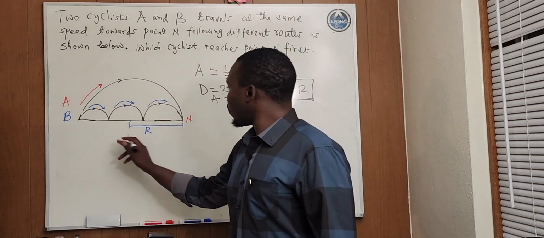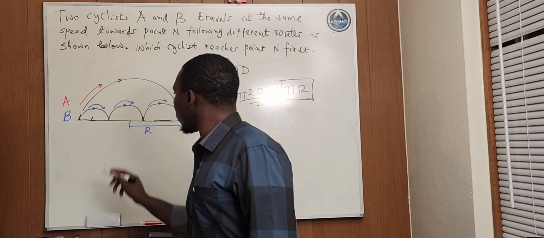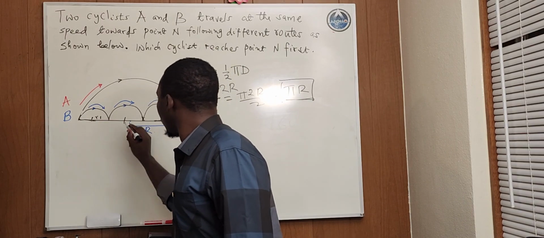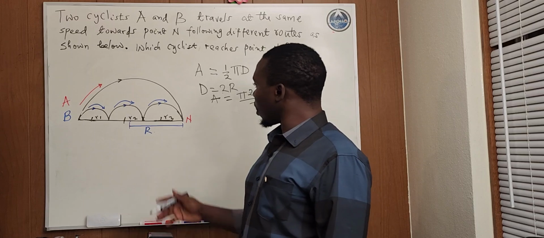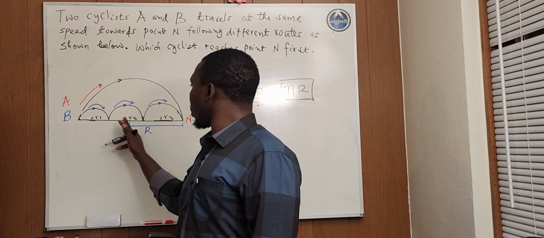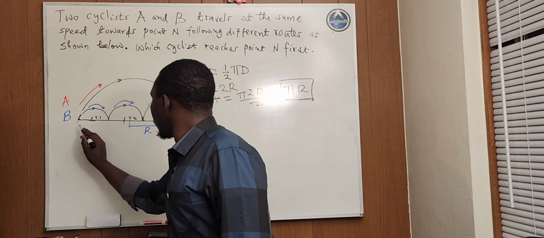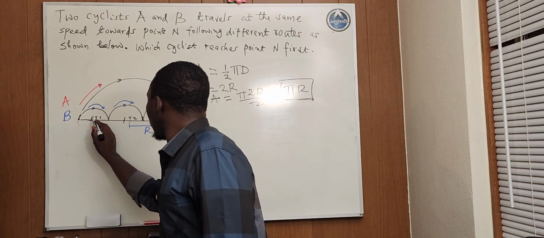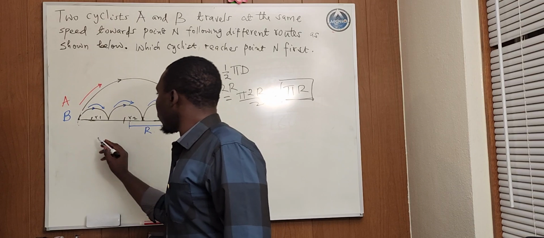Now, if we try to relate r to the small semicircles here, we can call the radius of the first small semicircle r1, the second one r2, and the third one r3. So we can try to write r with respect to r1, r2, and r3. We know that the diameter of this big semicircle we can get by adding all the distances of r1, r2, r3, and they will give us the diameter of this circle.